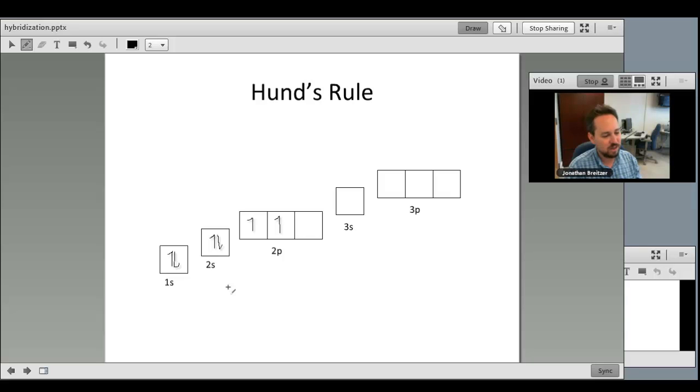I could have taken that second p electron and placed it down here, and I wouldn't have violated the Pauli exclusion principle. This is still perfectly allowed by the Pauli exclusion principle. But it's not the lowest energy configuration. It's actually an excited state. Hund's rule lets me determine which is the ground state.